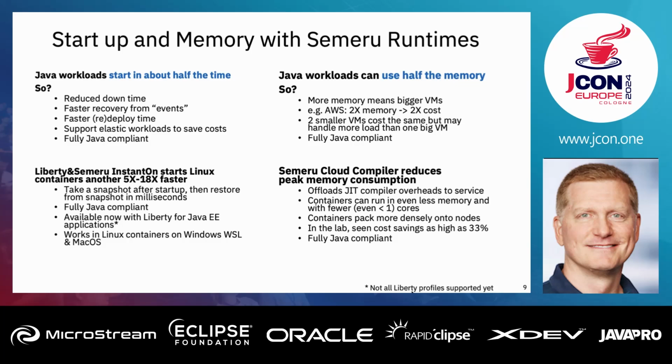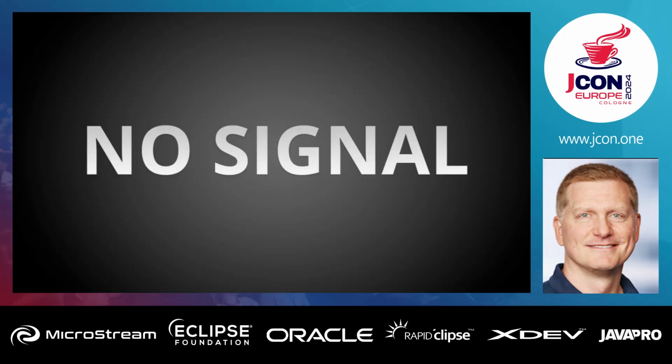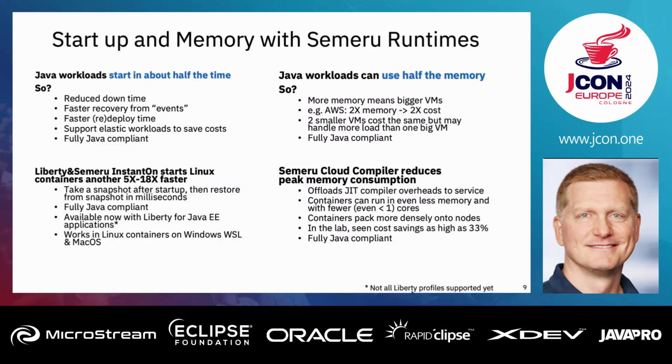So what does that end up producing? So Semeru Runtimes has some sort of common rules of thumb. I'm going to focus on startup and memory again. What you would see using Semeru Runtimes on a Java workload where everything is working well would be that your startup times will be about half of what you would see with another JDK distribution, and the Java workloads will use about half the memory.